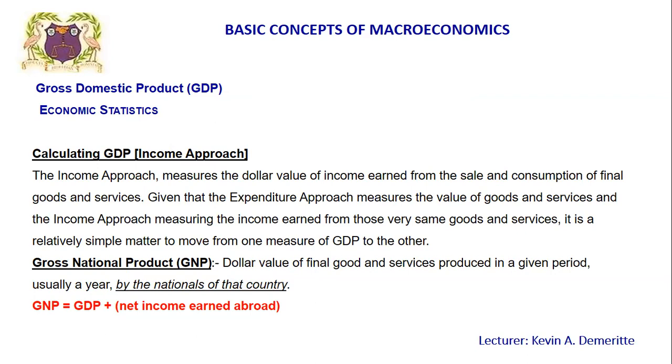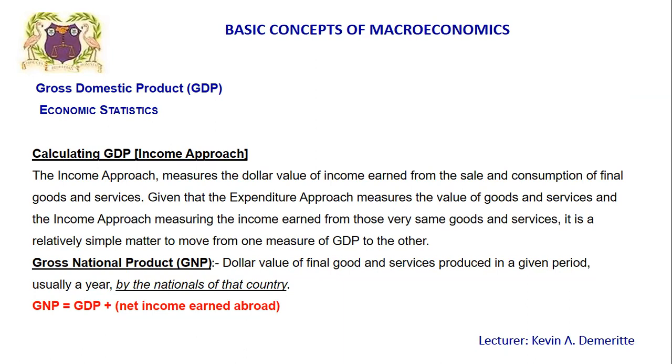And we're defining gross national product as the dollar value of final goods and services produced in a given period, usually a year, but it's by all the nationals of our country. So when we're trying to measure gross national product, we're not just measuring the goods and services produced in the Bahamas, we're measuring the final goods and services produced by Bahamians wherever they happen to be residing. So we're trying to measure the dollar value of final goods and services produced by nationals of that country.